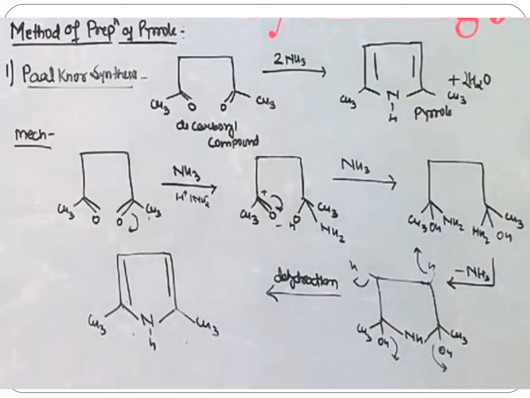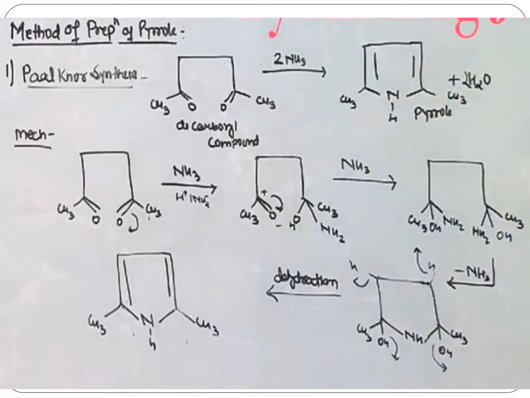Pyrrole is basically prepared by the Paal-Knorr synthesis, which is also used for the preparation of furan and thiophene. It is the condensation of a dicarbonyl compound with excess of primary amine or ammonia to give a pyrrole. So here we can see there is a dicarbonyl compound. It reacts with 2 moles of NH3 and we get pyrrole, and 2H2O is released.